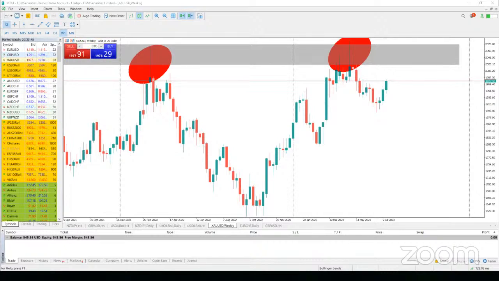I've seen questions about spreads. That's what I wanted to handle at the end.